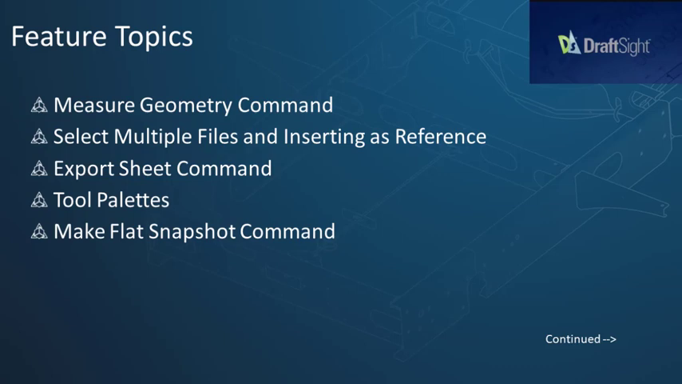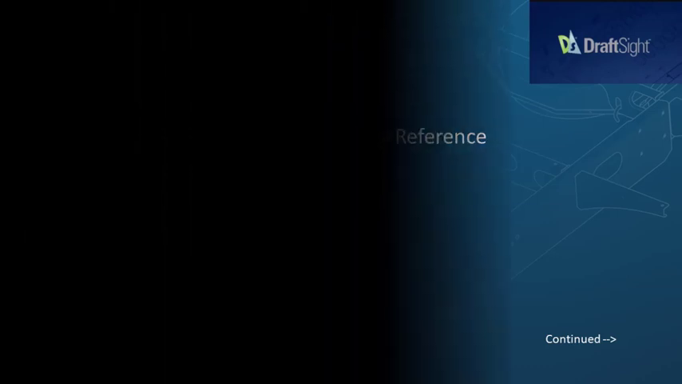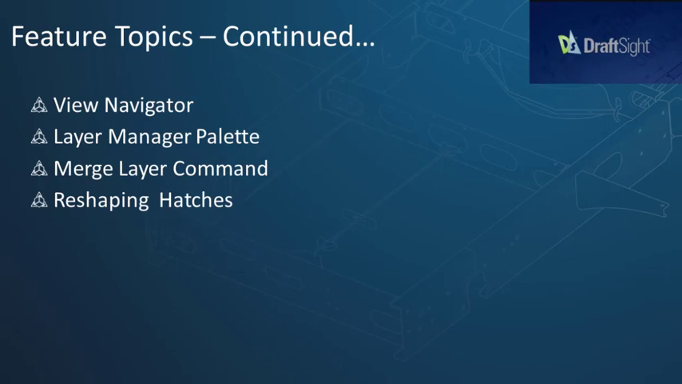5. There is a make flat snapshot command which takes the 3D object and can convert it to a 2D file. 6. There is a new view navigator. This tool allows you to orient your 3D objects in DraftSight much easier. 7. There is a new layer manager palette. This has been added to the new tool palette within DraftSight.